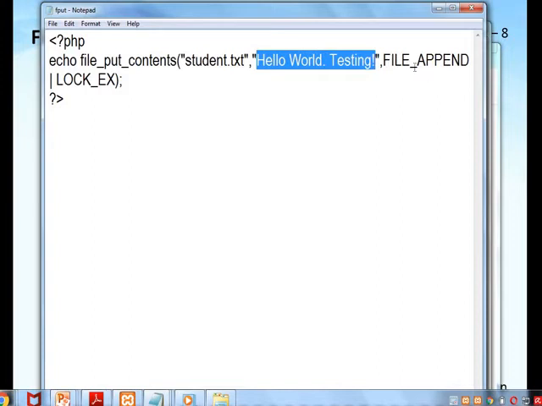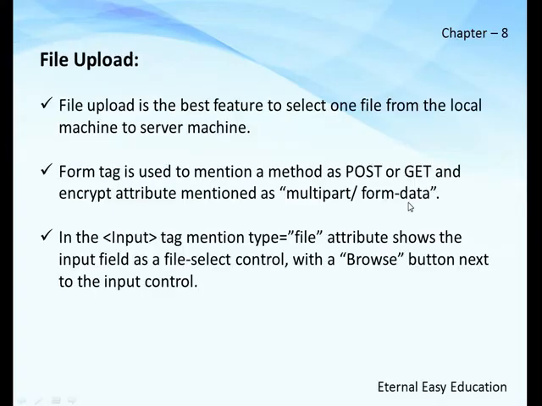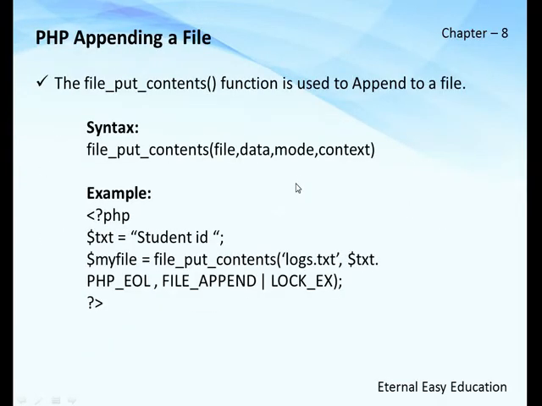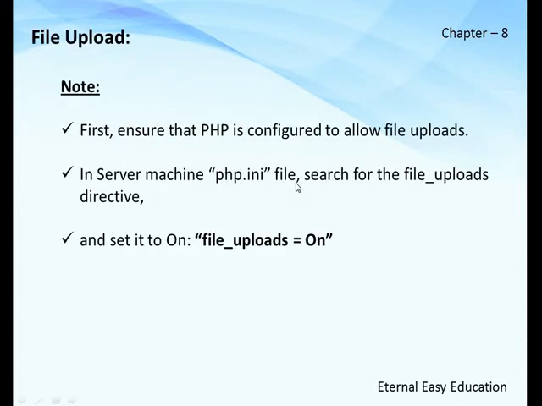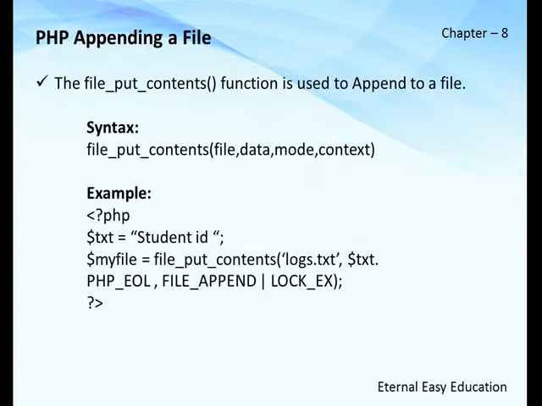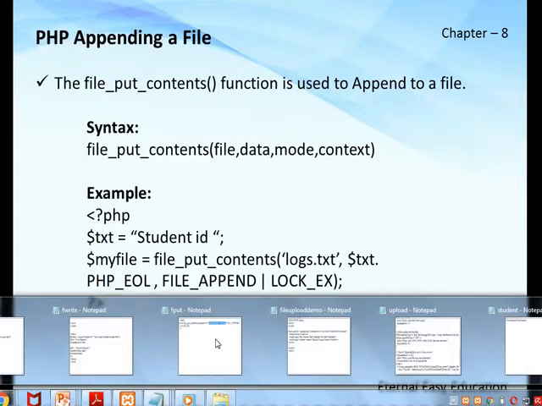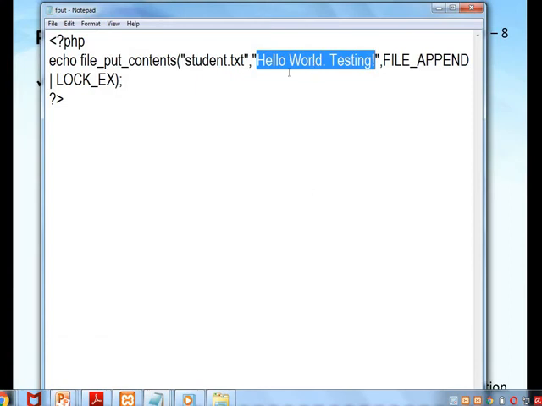File name followed by the content, and the mode is file_append. So it is given here. What is given? file_put_contents is used to append to your file. What are the parameters? File name followed by the content and the mode. So that is given here.